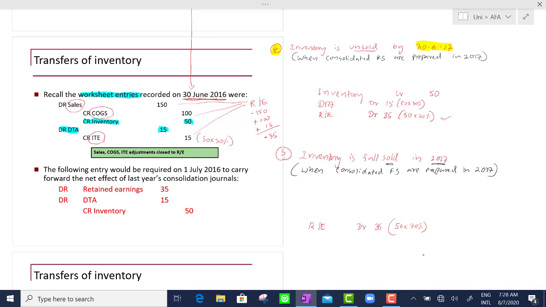But inventory is fully sold in 2017. Now we can't see the inventory account.